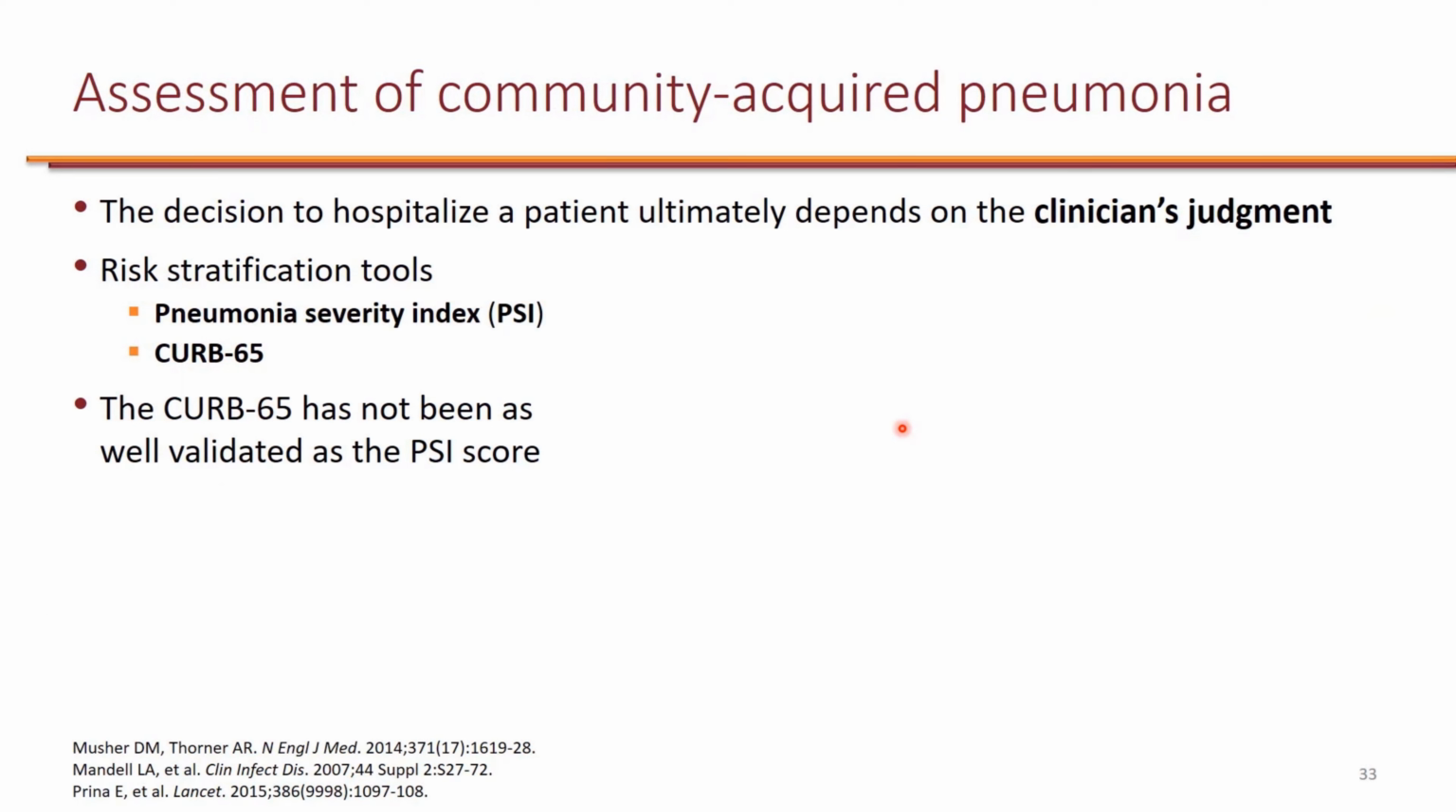Now, of course, the decision to hospitalize a patient ultimately depends on the clinician's judgment. So clinical judgment is important, but there are also some tools that can be used in order to aid in making that decision. So there's the Pneumonia Severity Index, or PSI. It's also referred to as the PORT score. And there's the Curve 65 score. Now, these scores are just to help. They are not to replace clinical judgment. The Curve 65 has not been as well validated as the PSI score, but because Curve 65 is more simple, it's more practical to use at bedside.